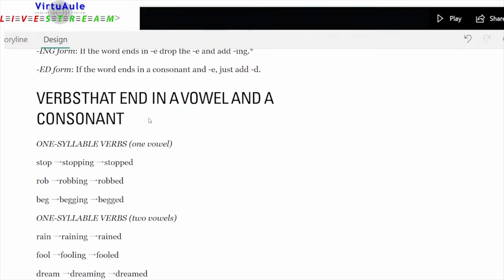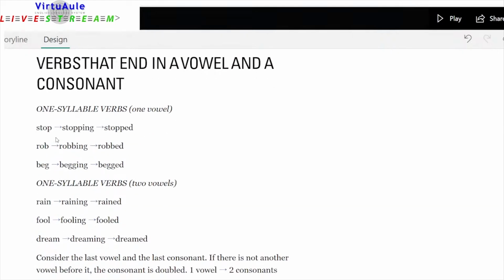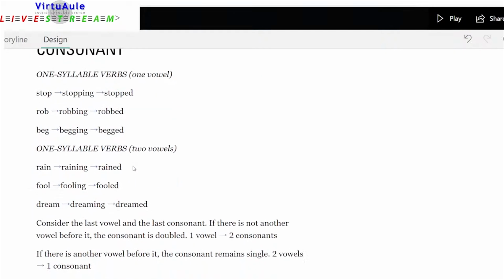Verbs that end in a vowel and a consonant. We have a one-syllable verb, stop, S-T-O-P. We have a consonant, vowel, consonant ending, so you double: stopping and stopped. In both cases, present participle stopping, past participle stopped, you will double that consonant. Rob, R consonant, O vowel, B consonant, so we double: robbing and robbed. Beg, the same, begging and begged.